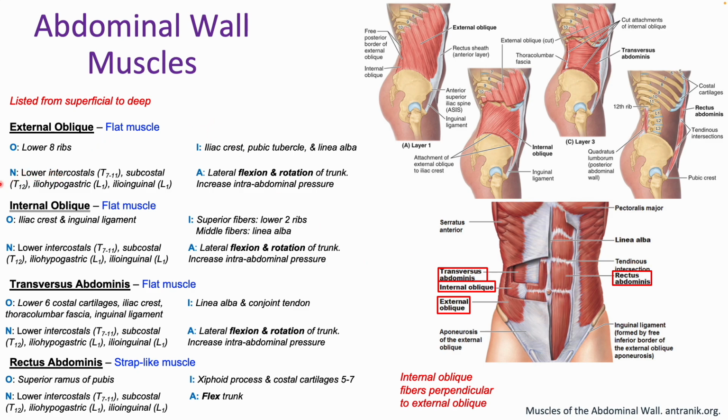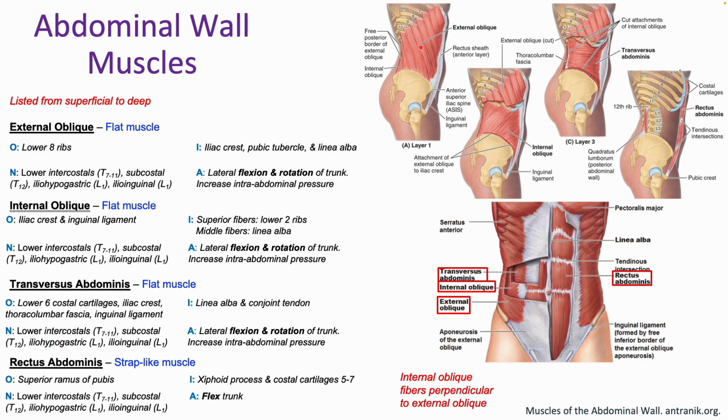Innervation, we're going to look specifically at innervation of everything later on, but all of these are going to get innervation from a few different things. It's going to be our lower intercostals that are running between the costals, specifically T7 through T11, our subcostal, which remember is T12, and the iliohypogastric and ilioinguinal nerves, and those are both from L1. And that's going to be the same thing for all of these.